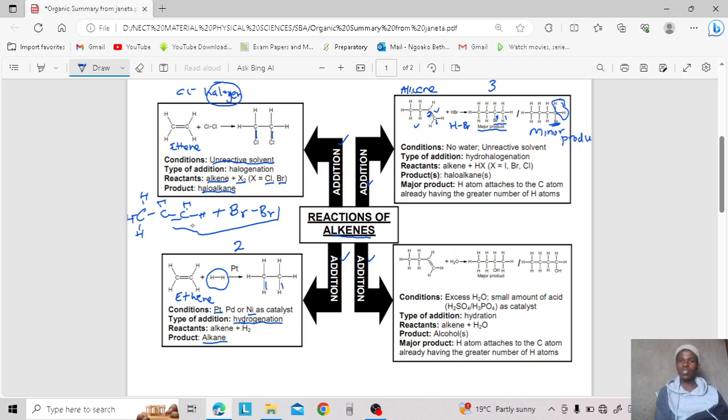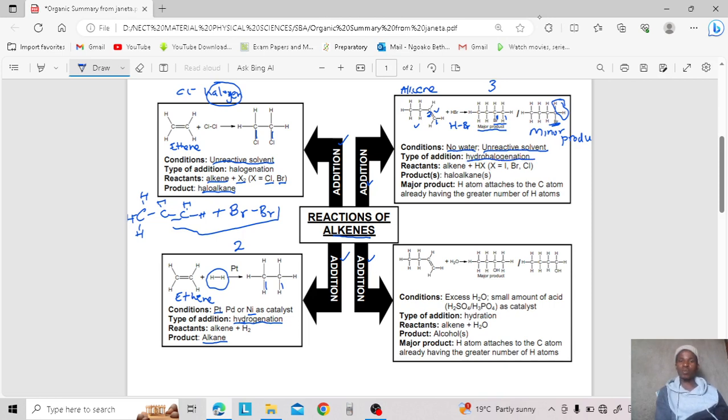Now what is the condition for this? For the reaction conditions of this type of addition reaction, we say no water. Then number 2, an unreactive solvent, so that it dissolves the reactants in this reaction. The type of reaction we said is hydrogen and halogenation, that's why it's hydrohalogenation.